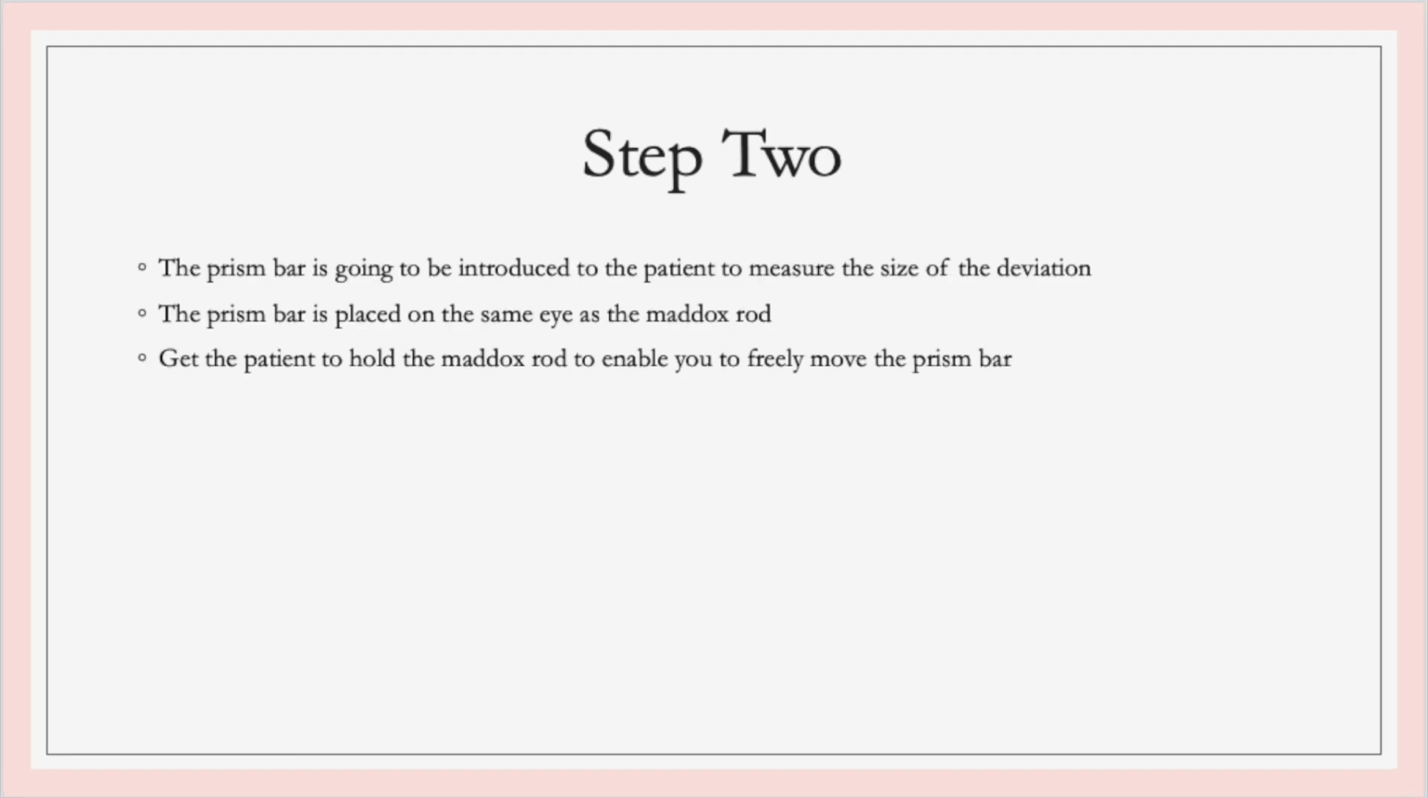In order to measure the size of the deviation, you would then introduce a prism bar in front of the patient. The prism bar is placed on the same eye as the Maddox rod. In this instance, you will get the patient to hold the Maddox rod in order for the examiner to freely move the prism bar. In this example, as the patient states the image is crossed, the prism bar will be placed with its base in.